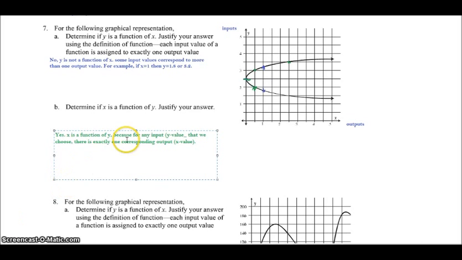So yes, x is a function of y because for any input y value that we choose, there is exactly one corresponding output or x value. Notice here that our vertical line test doesn't help us at all, because the inputs and outputs have been swapped.